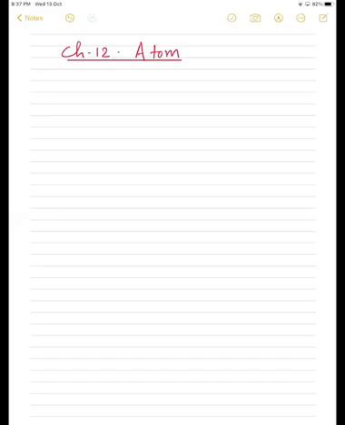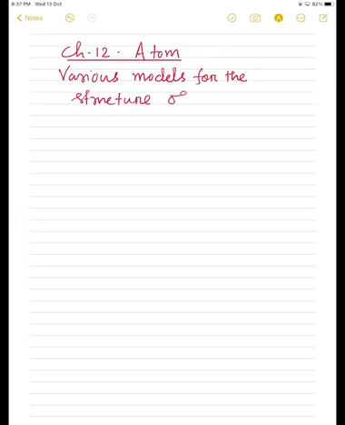Let's start with chapter 11, Atoms. In this chapter, we'll study various models for the structure of atom and atomic spectra, right? Structure of atom and atomic spectra.